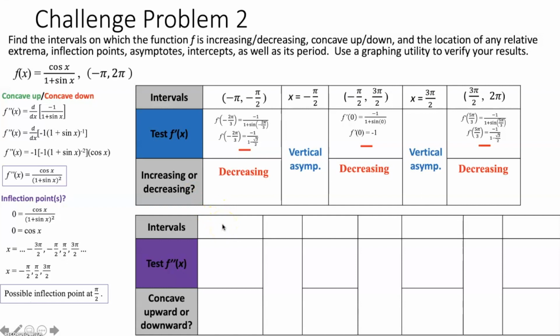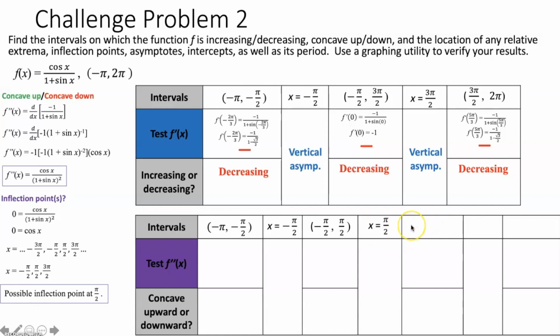And we go to our first vertical asymptote, which is at negative pi over 2. We then, at x is equal to negative pi over 2, have to determine what's happening. We already know it's a vertical asymptote. Then we go from negative pi over 2 to pi over 2, our possible point of inflection. And then at x is equal to pi over 2, we have to determine what's happening in the graph, whether it's going to be an inflection point or not.